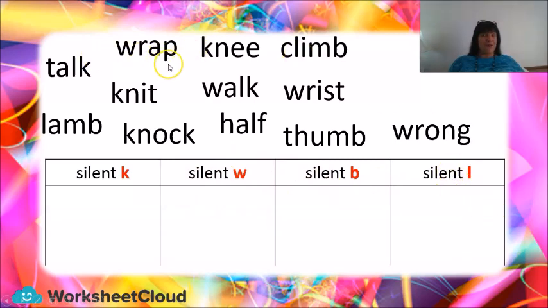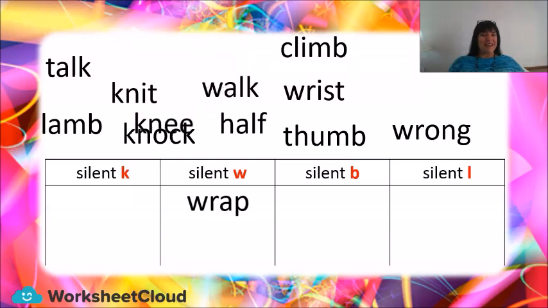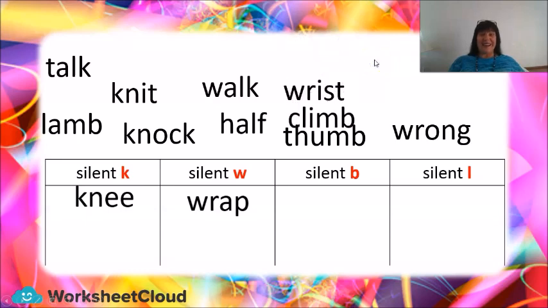Let's have a look at the first one. Wrap. Yeah, well done. It went into the silent W. Knee. Where do you think that's going to go? Silent? Quite correct. Silent K in knee. Climb. Which of those letters is the silent one? Yes, you're right. It's the B.